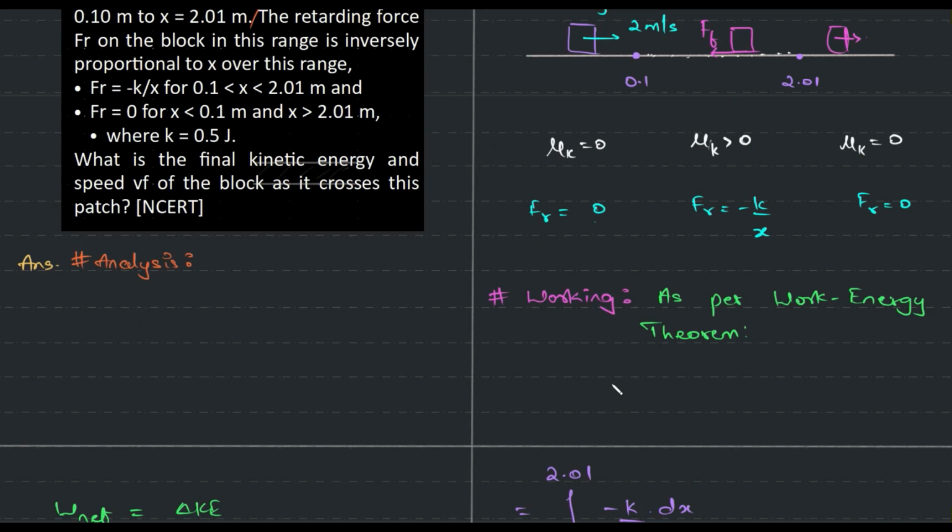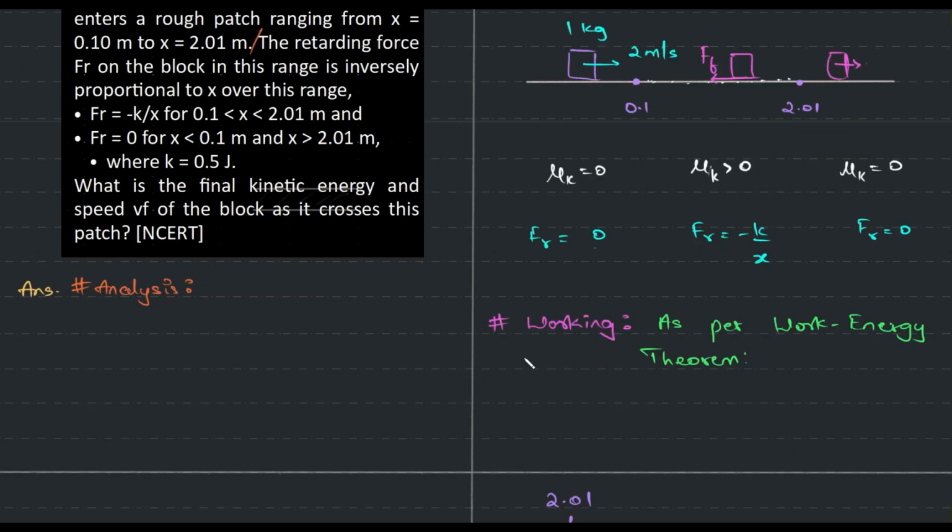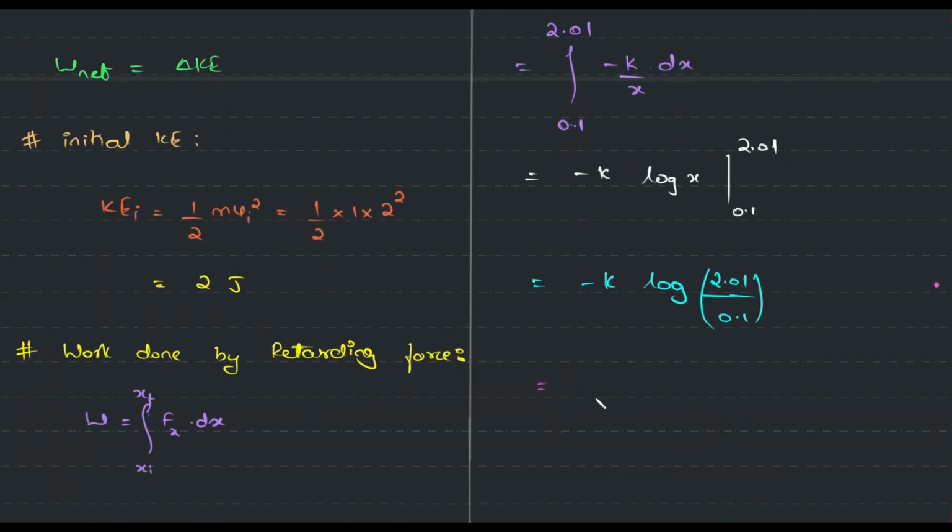And we need to substitute the k value as well. K is 0.5. So minus 1.5 times 3, right? Yeah. Minus 1.5 joules. So this much of energy is gone.